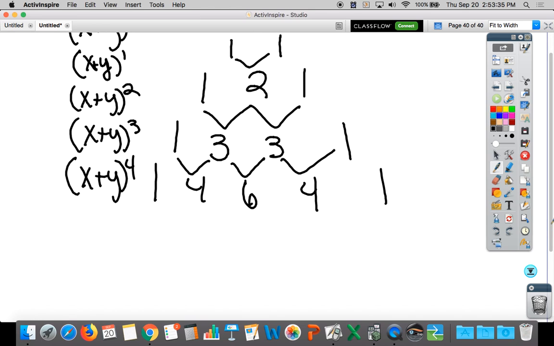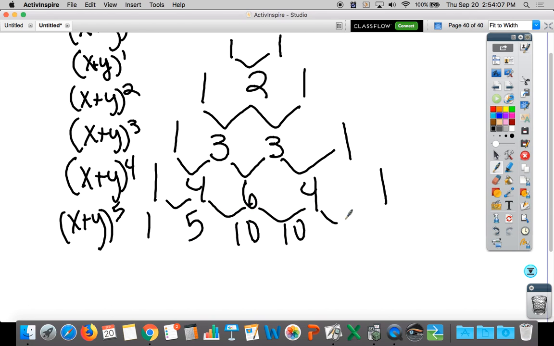The first and last are always 1, the second and the next to last are always the power. Now, what I do not want you to do is write it out to the 20th one where you're adding up. This is the same thing as the nC0, nC1, nC2. So let's just do one more. (x + y) to the 5th, so that would be 1. Of course, that's going to be 5. Then that's 10. Then I'm getting 10 and 5 and 1.